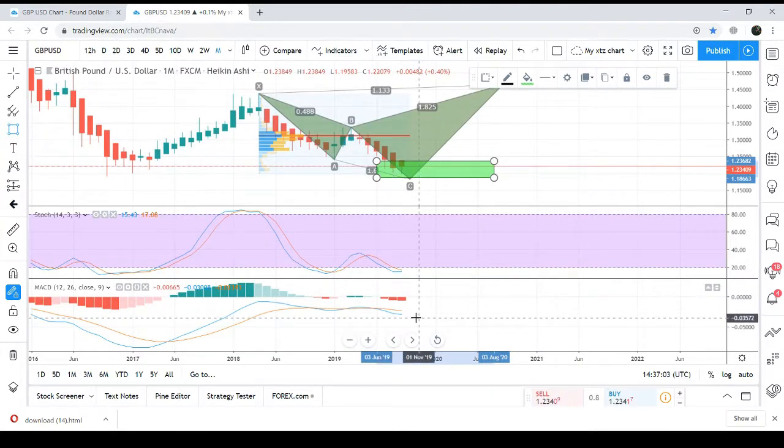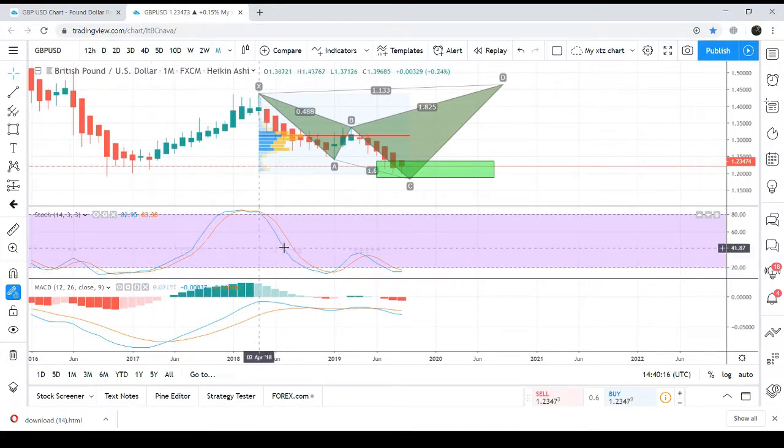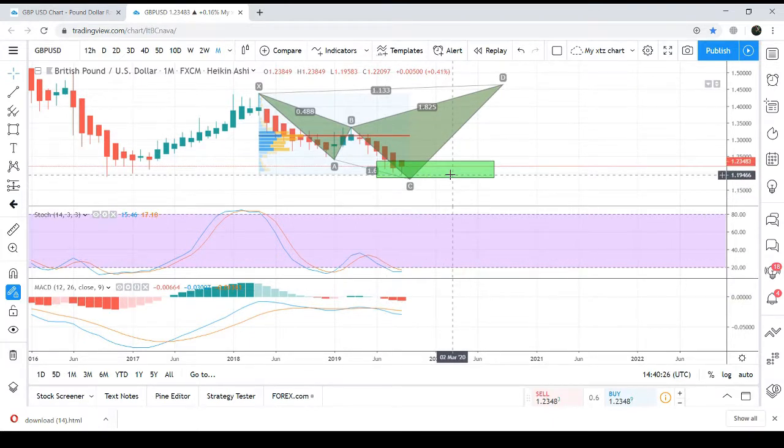For a secure trade, we can wait for the stochastic to give the bull cross, or we can wait for the MACD to turn weak bearish from strong bearish, like it happened here. When the MACD turned weak bearish from strong bearish, the price action took the bullish divergence, and the stochastic also gave the bull cross at that time. So we can wait for these two signals to enter the trade or take the long position.